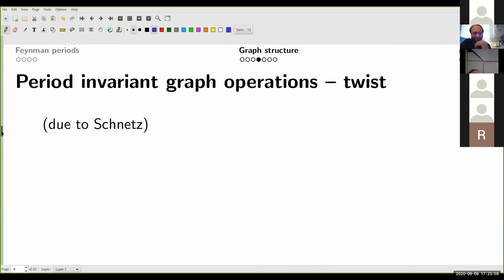What are some other period invariant graph operations? Here's another one. So at this point, to state it more nicely, we should work at the level of the completed graph.